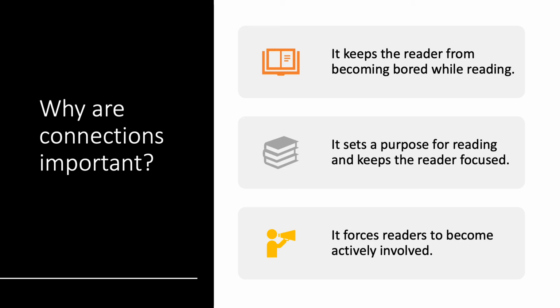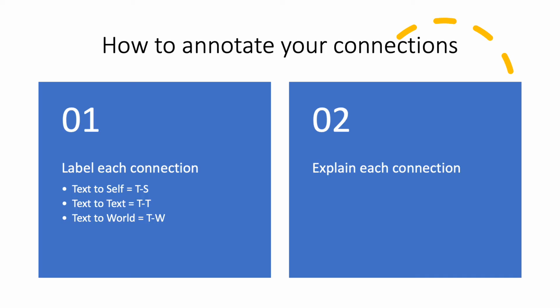So, how do you annotate your connections? First, you are going to read the text. You will go through and label each type of connection. If you see something that relates to yourself, label it T-S. If you see something that relates to another text you've read, label it T-T. And if you see something that relates to the world, label it T-W. And then after you label, you are going to explain each connection. So you're going to jot down a little note that explains how it relates to yourself, or how it relates to another text, or how it relates to the world.